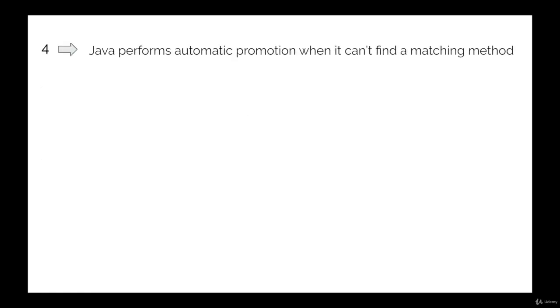The next rule says that Java performs an automatic promotion when it can't find a matching method. What does that mean? Whenever you are trying to call an overloaded method, and for the parameter you have passed Java is not able to find a perfect match, in that case Java will perform an automatic promotion. What does this automatic promotion look like?